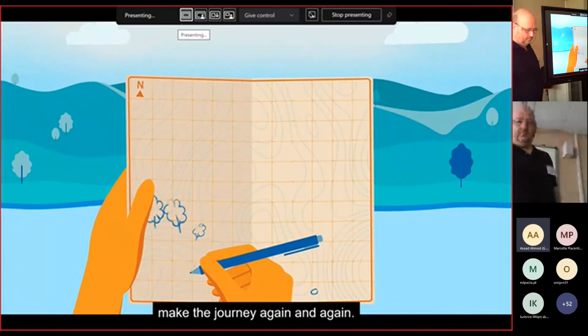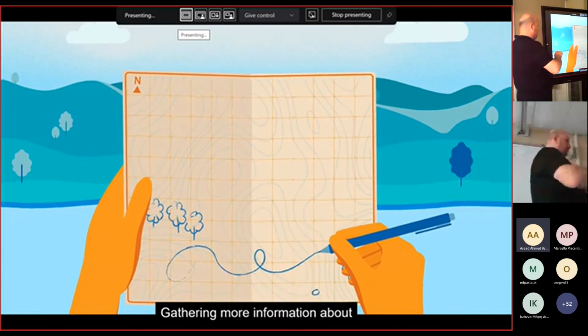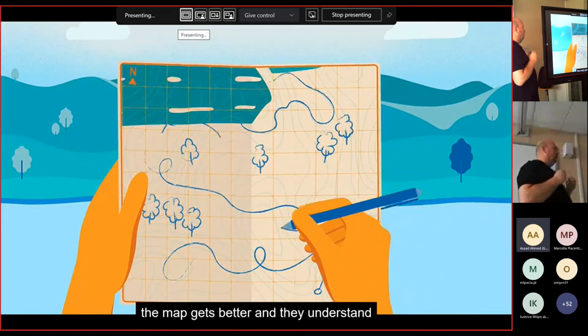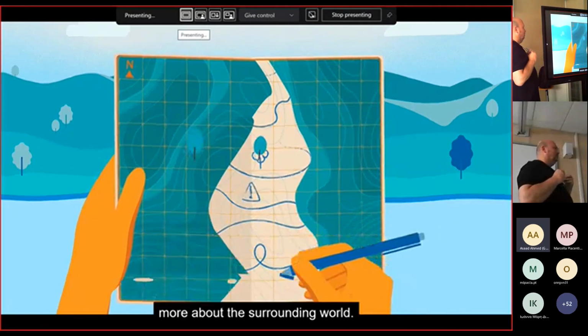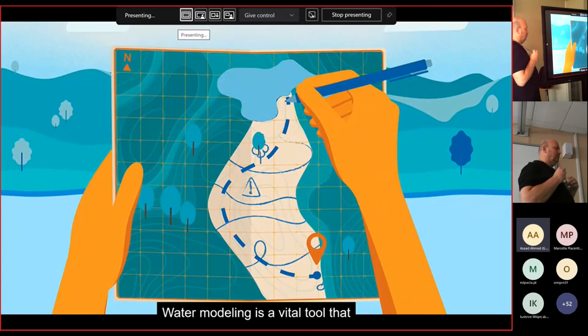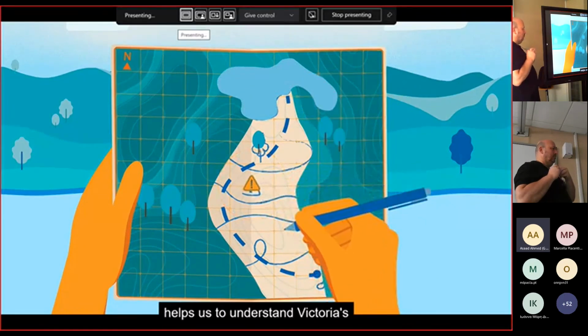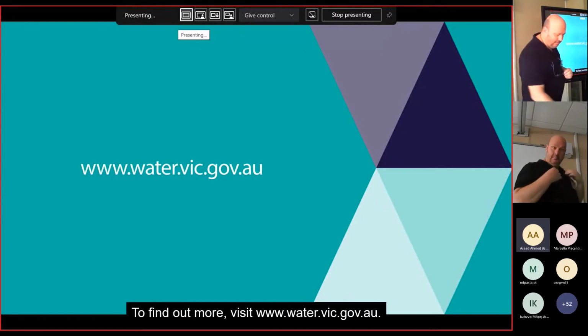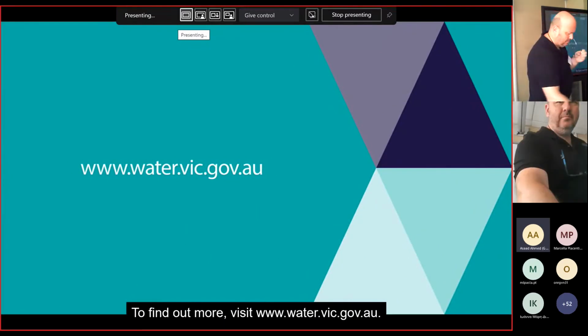Over time, as they make the journey again and again, gathering more information about the landscape, the map gets better and they understand more about the surrounding world. Water modelling is a vital tool that helps us to understand Victoria's water and prepare for the future. To find out more, visit www.water.vic.gov.au.